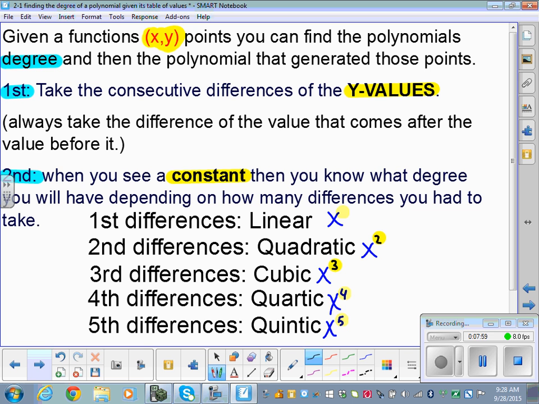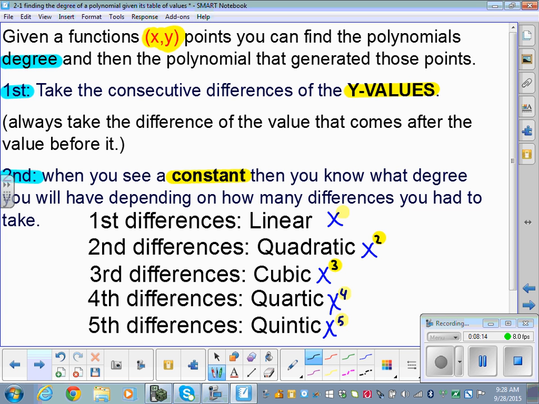Now, the number of times you took the differences is the degree. So if you take the differences once and you get a constant, meaning the same number, it's linear. If you take differences once and they're not the same, you'll take differences again.